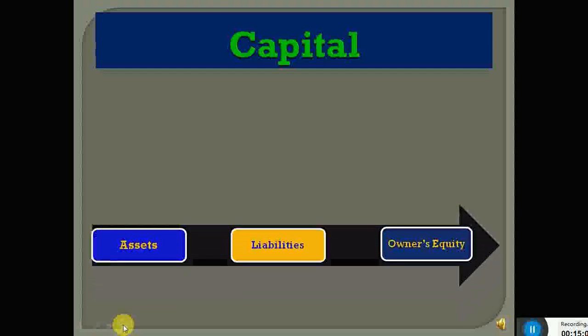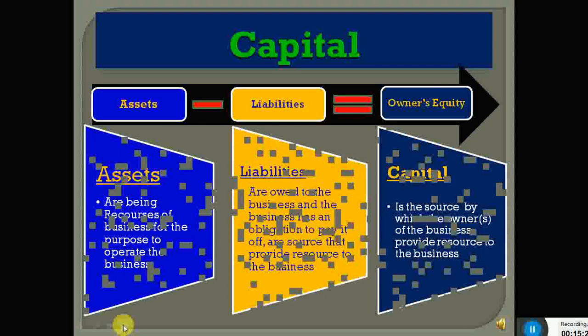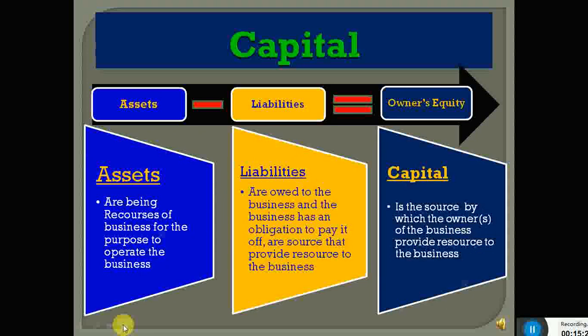And now, our second last terminology is capital. Students, you can understand capital better by the above given equation. Assets minus liabilities is equal to owner's equity. It means assets are the resources that are provided to the business by the owner to use as resources.